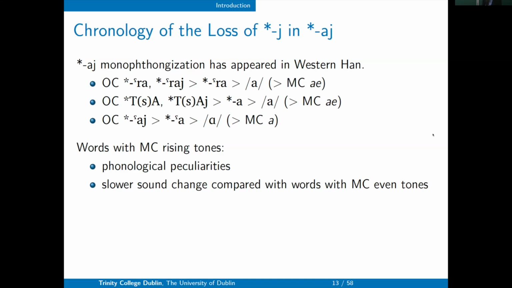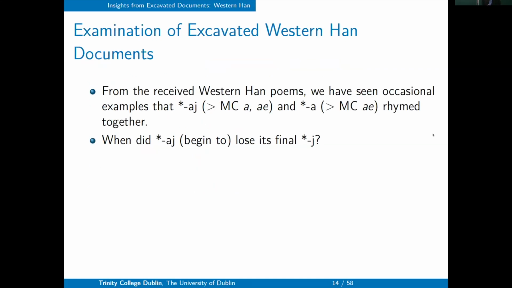And also, we can know that words with Middle Chinese rising tones should have some phonological peculiarities, and they show a slower sound change compared with those words with Middle Chinese even tones. So now from the received Western Han poems, we have seen the occasional examples that I, which became Middle Chinese R, and I, and Old Chinese R, which became Middle Chinese L, have rhymed together. However, when did the Old Chinese I begin to lose its final E?